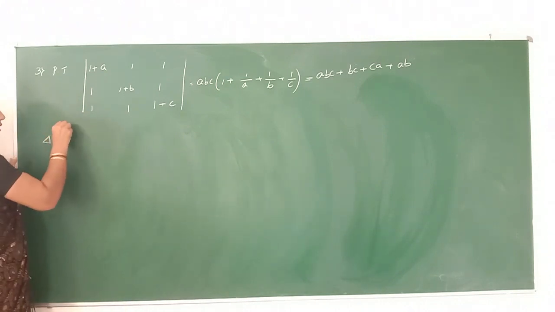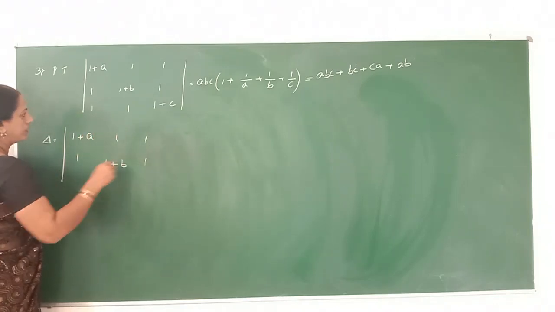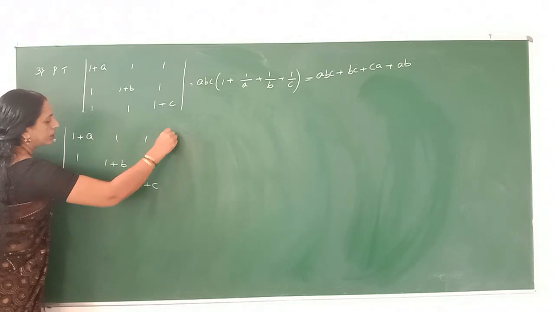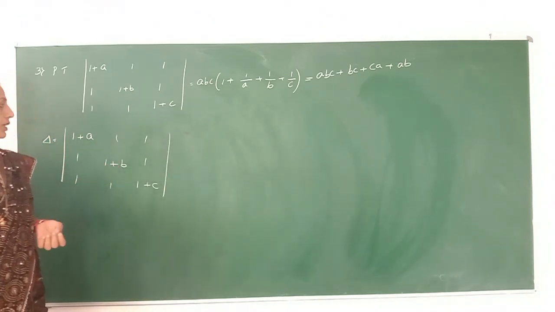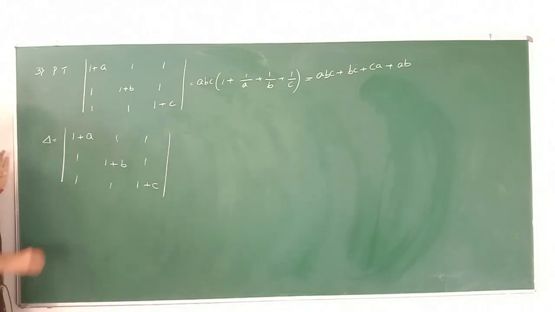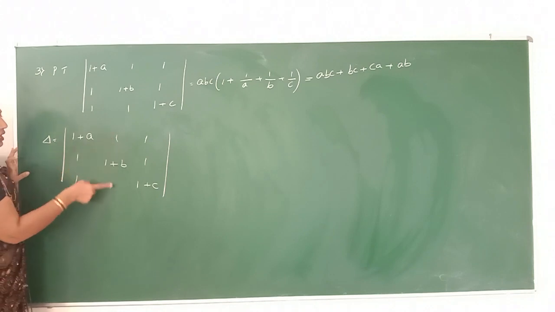Now first we will consider the delta: 1 plus A 1 1, 1 1 plus B 1, 1 1 1 plus C. Now again we will observe whether the elements of any row or column contain any common factor. If not, we check whether it is possible to get 0 by either adding or subtracting the corresponding elements, using the procedure from the last problems. So first we will observe this element. After the subtraction of these two elements, it is nothing but 0.